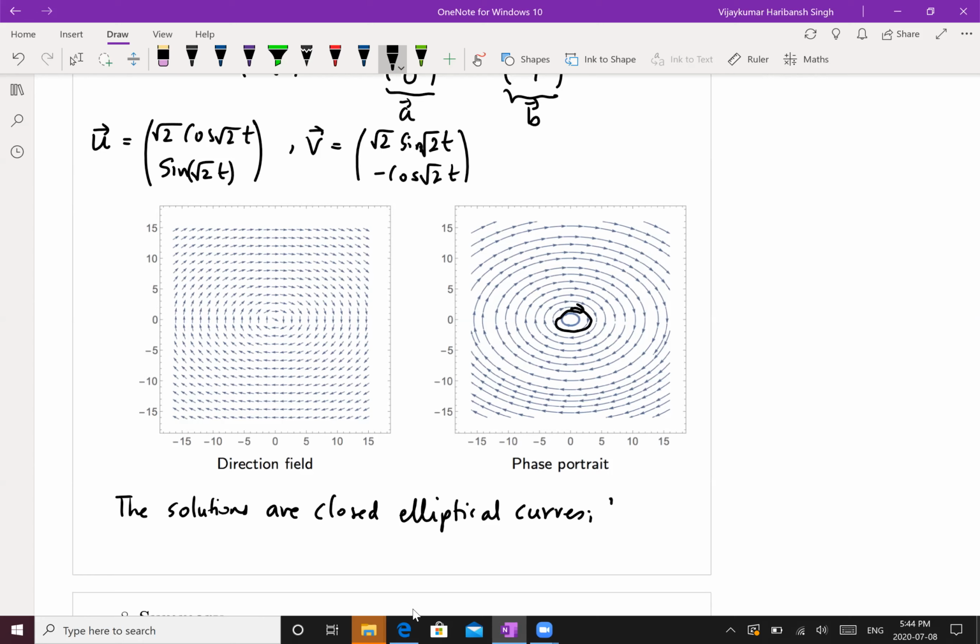We call the equilibrium in this case a center. The equilibrium x equals 0, as a vector 0, is a center. It is stable, but not asymptotically stable, right? It is stable, but not asymptotically stable.